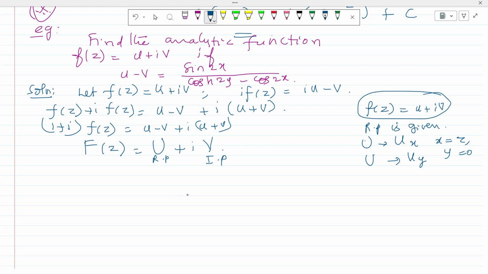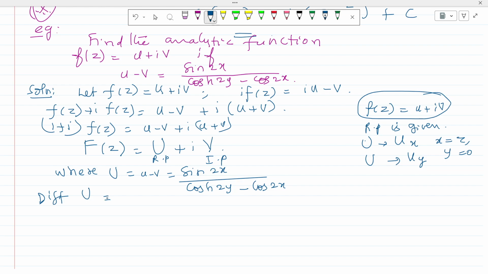Now differentiate capital U, where capital U equal to, given that u minus v, which is equal to sin 2x divided by cos h2y minus cos 2x. Fine. Differentiate with respect to x.